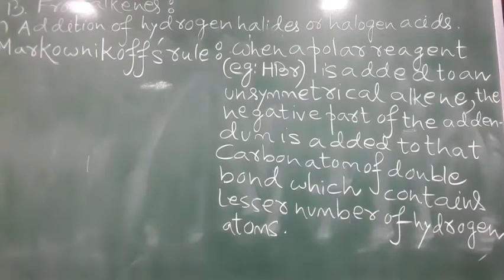Yes, students, I have done Markovnikov's rule in class 11. If you have forgotten, then I would like to discuss it again. Markovnikov's rule says when a polar reagent, example HBr, is added to an unsymmetrical alkene, the negative part of the addendum is added to that carbon atom of the double bond which contains lesser number of hydrogen atoms. Please copy this down.